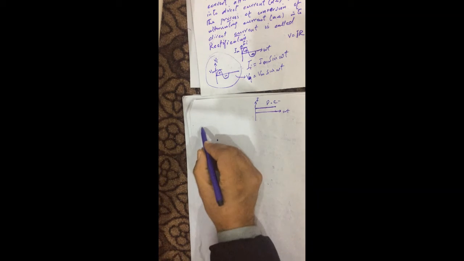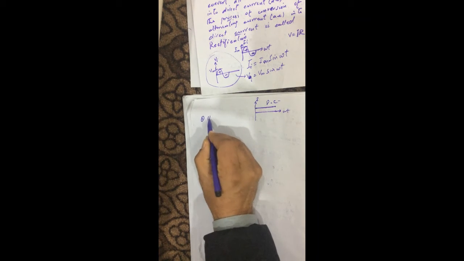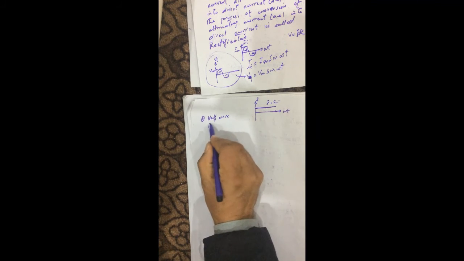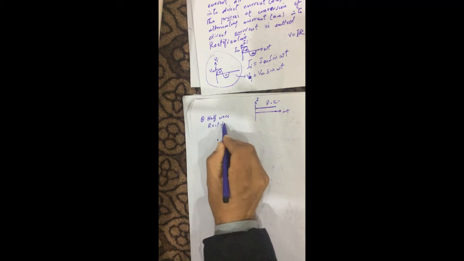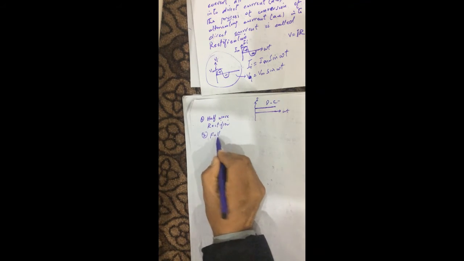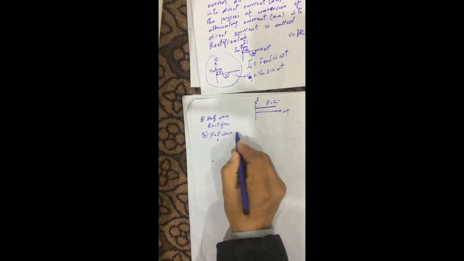So rectifiers are of two types. One is the half wave rectifier and the second one is the full wave rectifier.